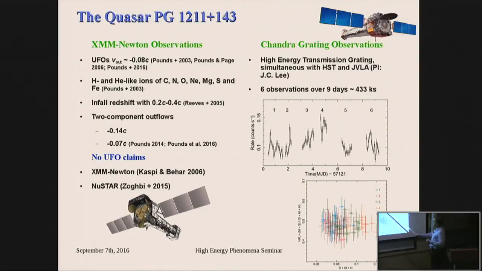And in order to make our study very consistent, we excluded this observation because it is in a very bright state. And the warm absorber is very strong when it is in a very low state. So we combined these 5 observations, and we did a time average study.